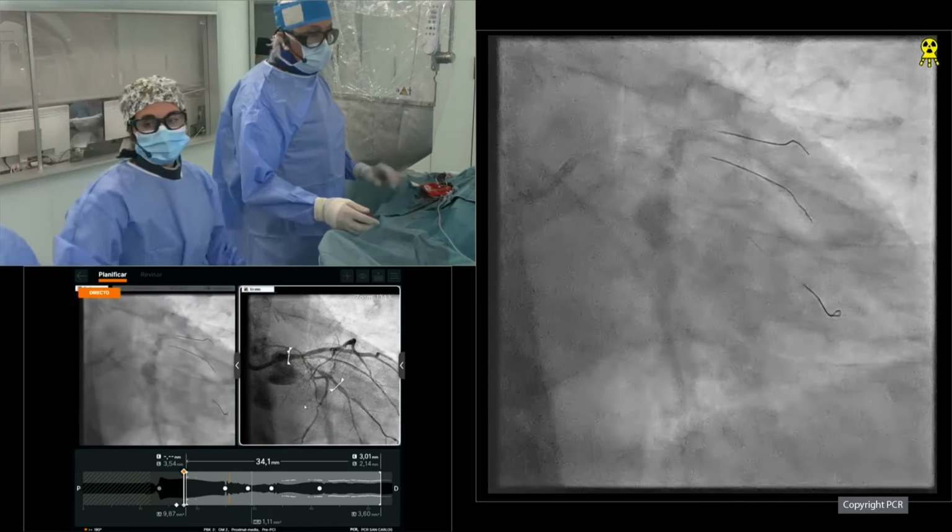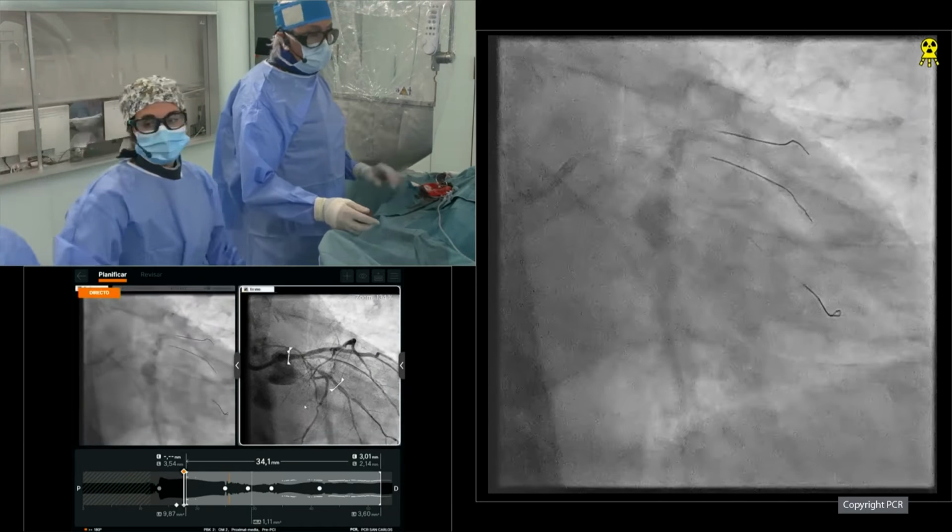We still have patency of the vessel. So this is what we have. I think there's no doubt that everything is patent, so we are happy. Very nice. Good, so let's go for the stent.